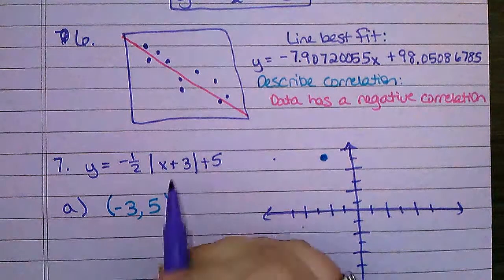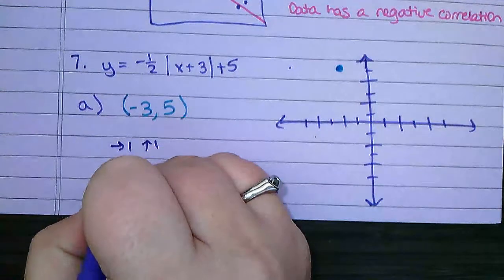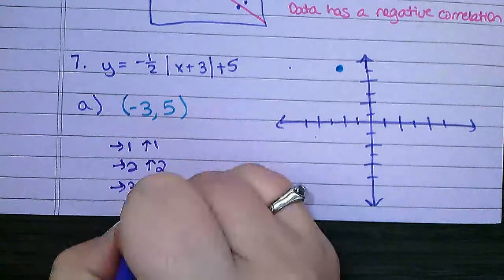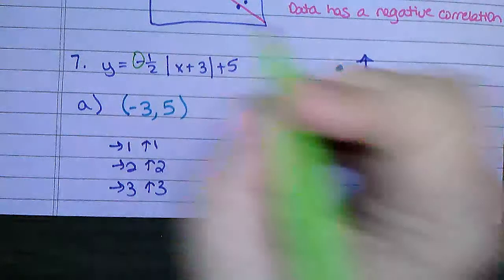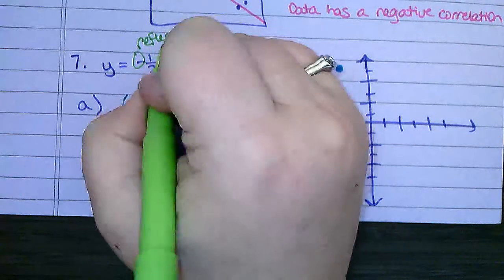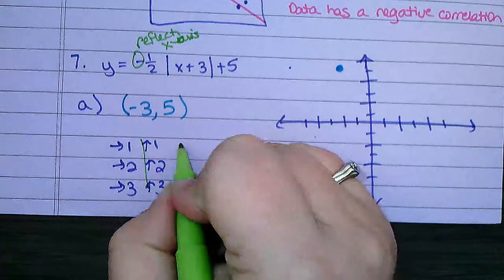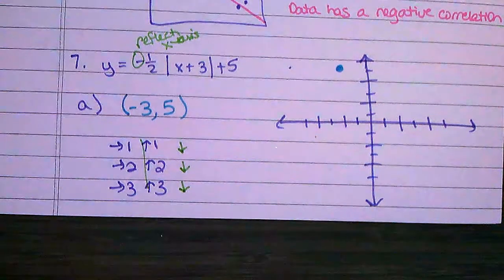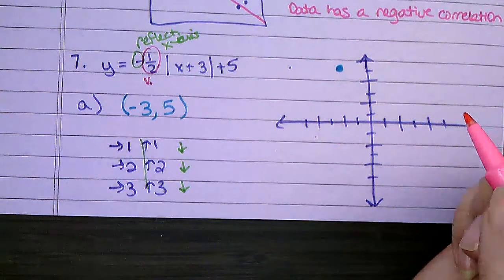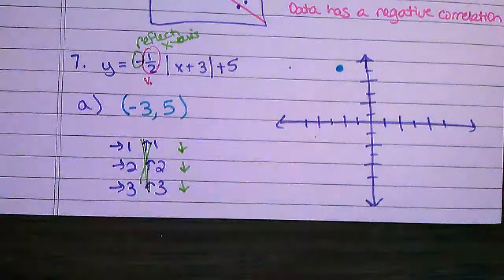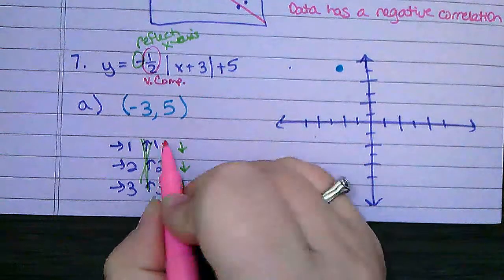Okay, now my normal pattern for growing for absolute value is over 1 up 1, over 2 up 2, and over 3 up 3. But I've got this negative here. This negative means that I've got a reflection over the x-axis. So what that is going to do is take all of these ups and change them to downs. Okay, I also have this 1/2. That is a vertical stretch or compression. Do you remember if it's a stretch or a compression? Hopefully you remember that if it's bigger than 1, it would be a stretch. But since this is not bigger than 1, it's a compression. So I'm going to multiply all of these by 1/2.